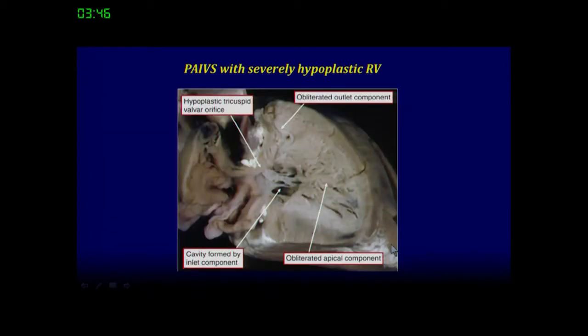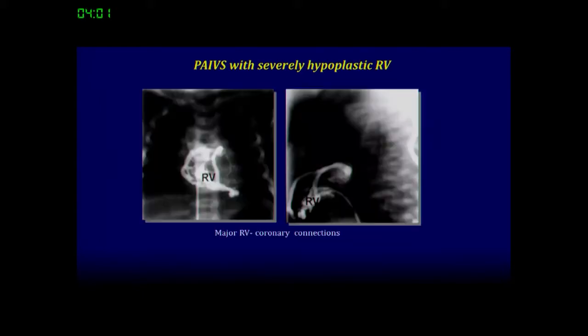And this is the pathologic specimen of such patients, where we have just an inlet with the rest of the heart obliterated by muscle and a very small valve, but it's hard to see RV to coronary connections in these kinds of specimens. This is another example of our patients, with a very small right ventricle and two major large sinusoids from the RV, which reflux back into the aortic root.